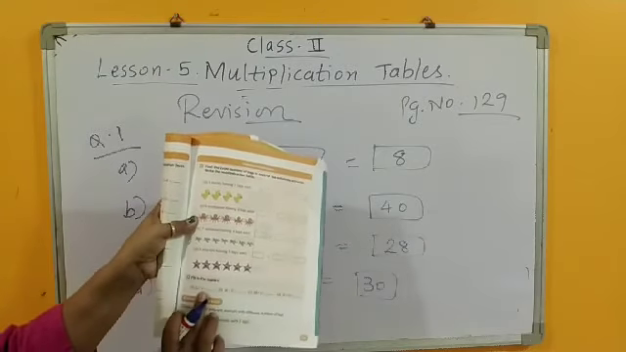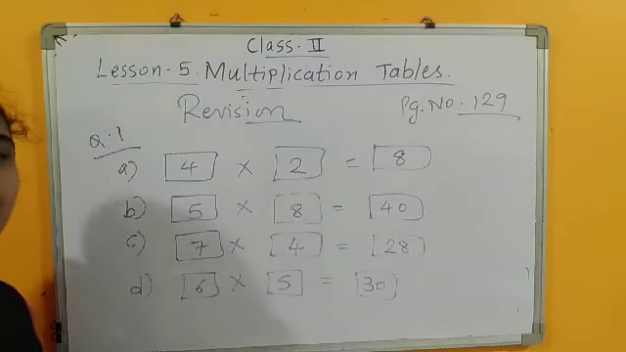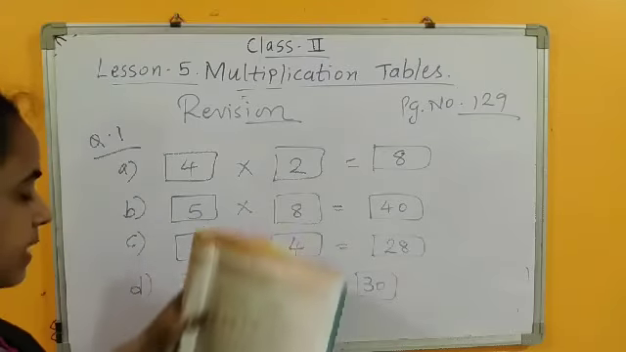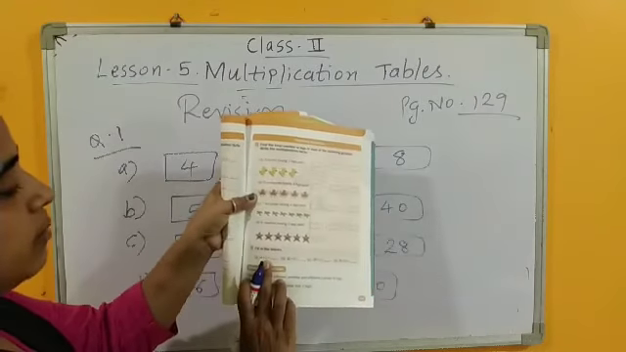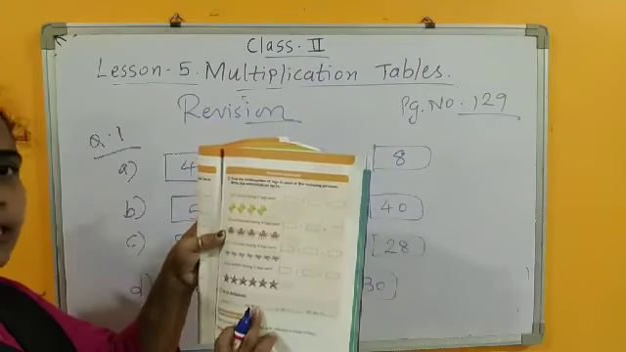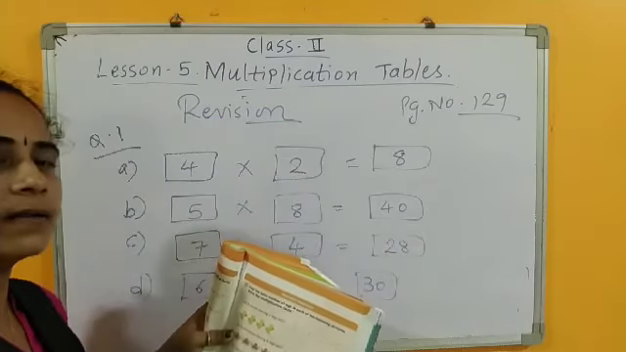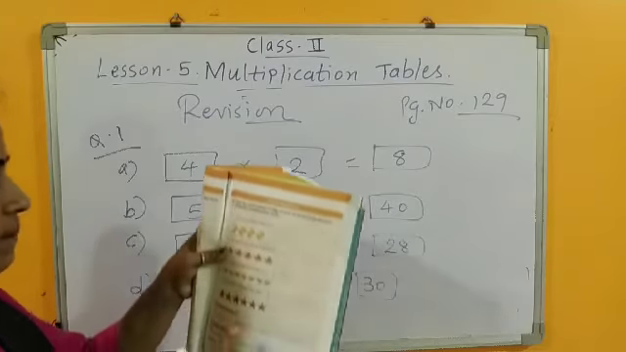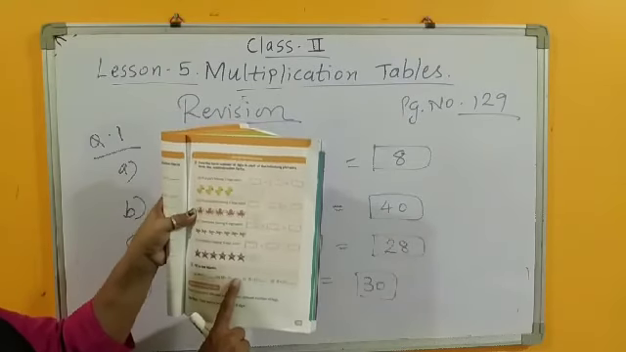Then fill in the blanks. So 14 multiplied by 1. When we multiply any number by 1, we get the same number. Okay, so 14 multiplied by 1 is equal to 14. Then 18 multiplied by 0. When we multiply any number by 0, the answer is 0. So 18 multiplied by 0, the answer is 0.